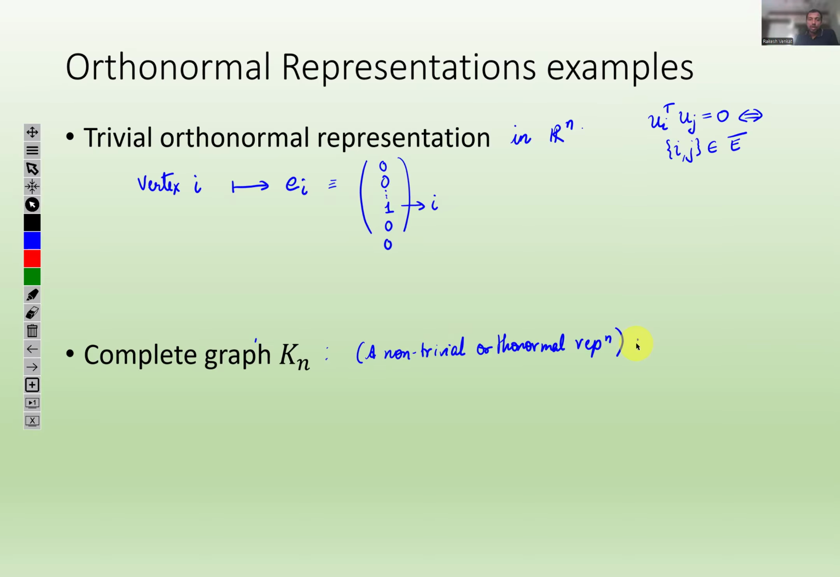So what would be a non-trivial orthonormal representation for the complete graph? Well, notice that the complete graph has an edge between any pair of vertices, right? So basically, you have no constraints to satisfy at all. So what could you do? Well, you could take all the vectors to be the same. You get a one-dimensional orthonormal representation.